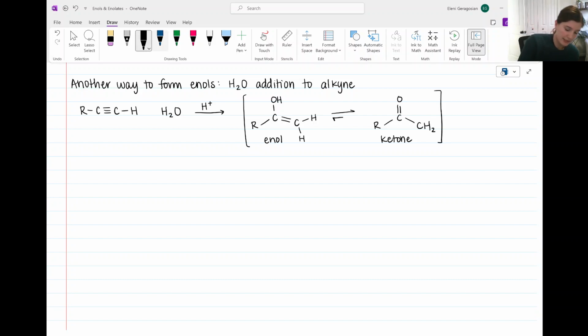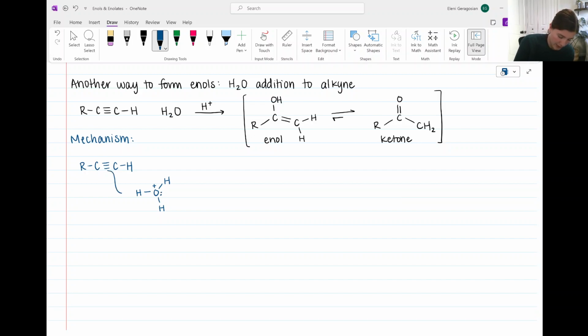So let's go through the mechanism here, to show how this is formed. We're showing the mechanism to form the enol. This is the addition reaction mechanism that is covered in Organic 1. So we have an electron-rich triple bond, and we have an acid present. So if we have water and acid, that means present in solution is H3O+.